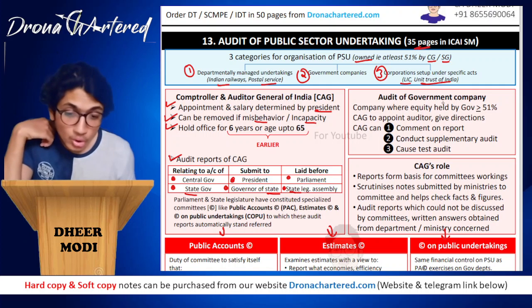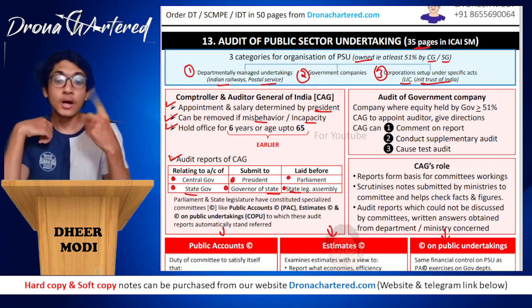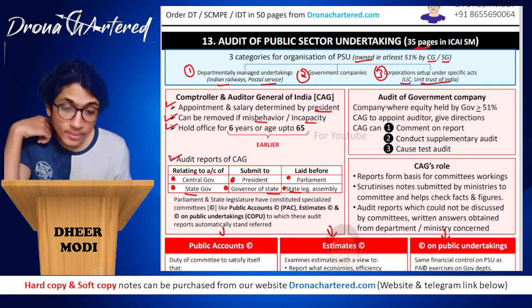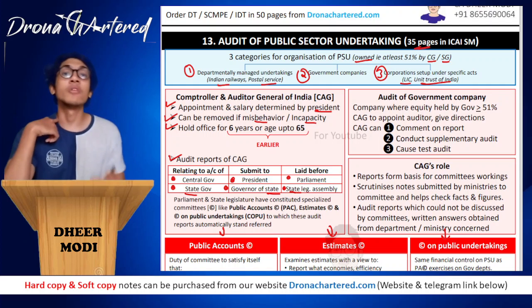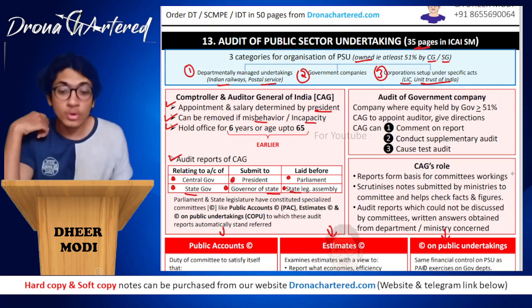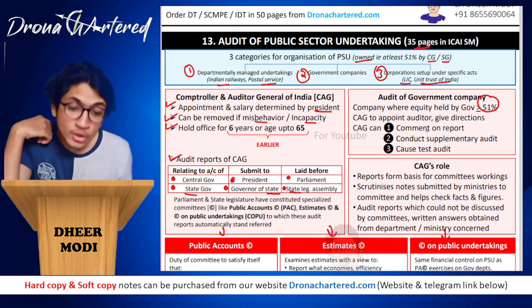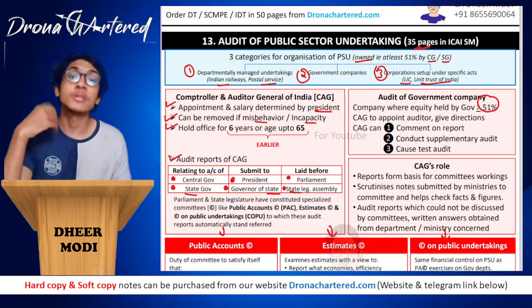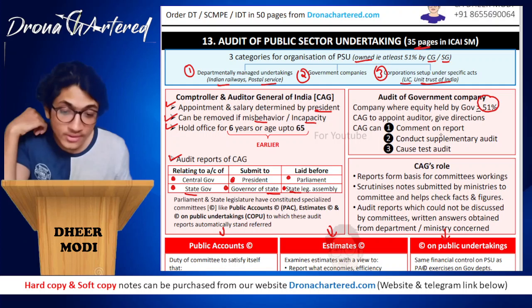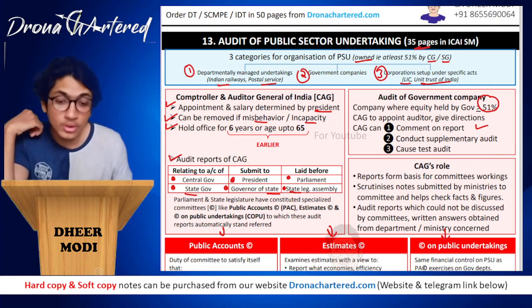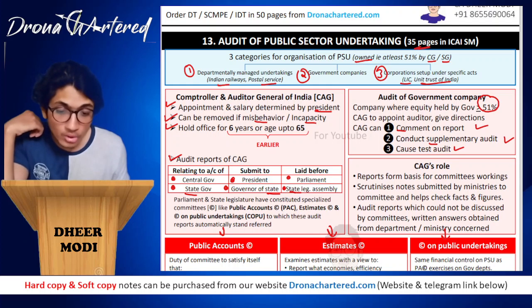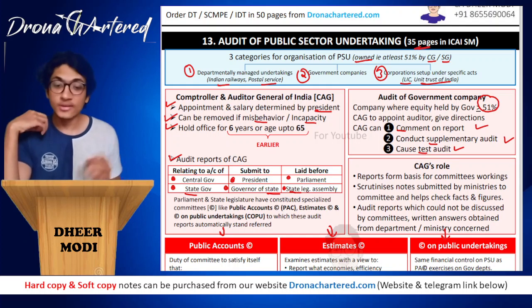Okay. Now next is the audit of a government company. What is a government company? A government company is a company where equity held by the government is equal to or more than 51%. The CAG appoints the auditor and gives directions. Now, what all can the CAG do? First of all, he can comment on the report. Second, conduct a supplementary audit, and third, a cost test audit.